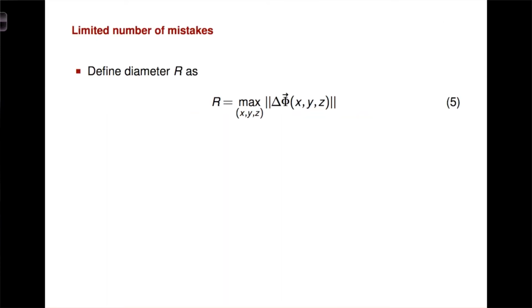Okay, so now let's try to find the number of mistakes we're going to make. So we're going to define our diameter r as the largest violation that we're going to see. So take the difference between the features for y and some output z. What is the largest possible score that you can get? And so that's going to be our diameter.